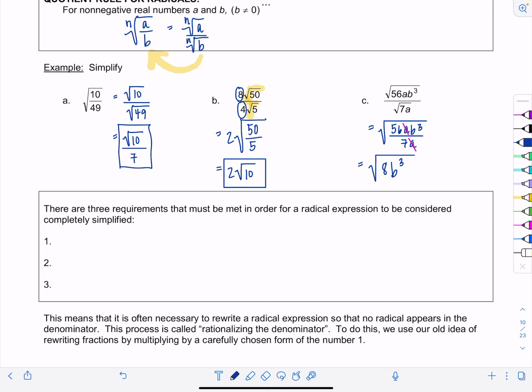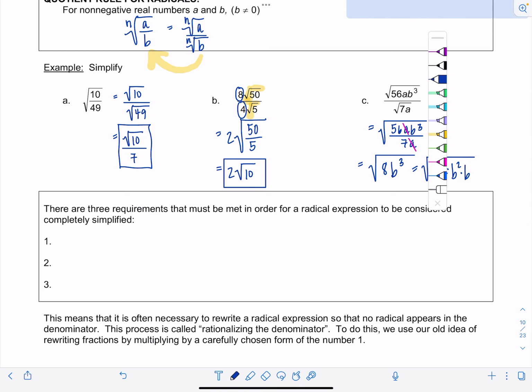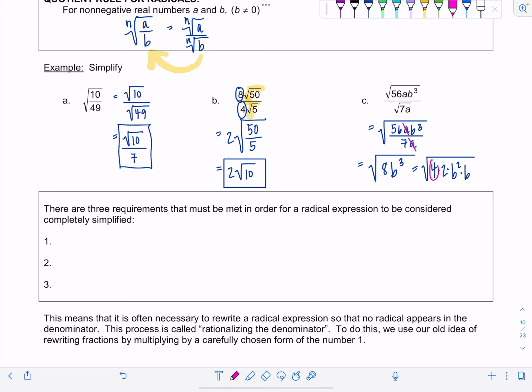And then now we're going to break this down further. So if you'll remember from the last lesson, 8, you want to factor that using the largest perfect square that goes into 8, which is 4. So I can write 8 as 4 times 2. And then b cubed I'm going to write as b squared times b. Why do I do that? Well, notice square root of 4 and square root of b squared are going to come outside the radical. Okay, so we're going to have 2b. And then we have here radical, what's stuck underneath? Another 2b.